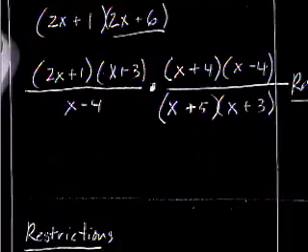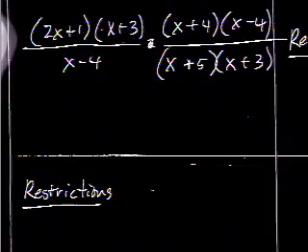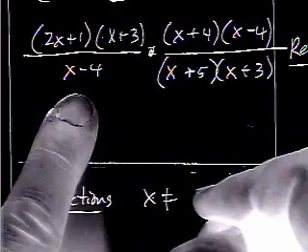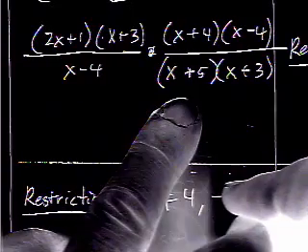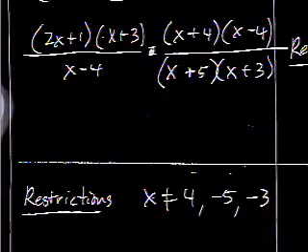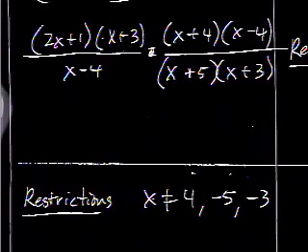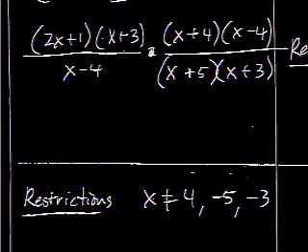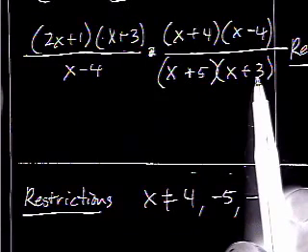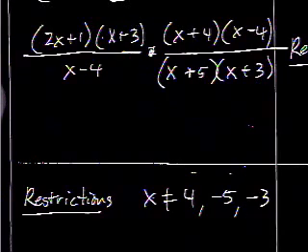What about my restrictions? Well, let's see. x cannot equal 4. x cannot equal negative 5. x cannot equal negative 3. So I've got all my restrictions. If you don't remember that, just set each one of those factors in the denominator, only the denominator, set each one equal to 0 and solve for x. That'll be another way you could do it.